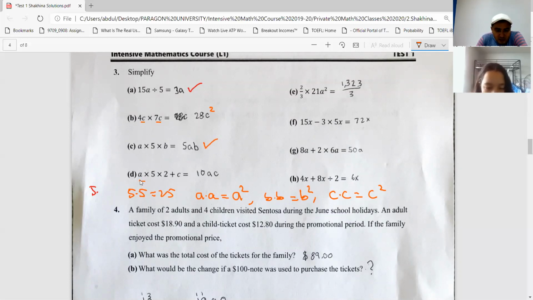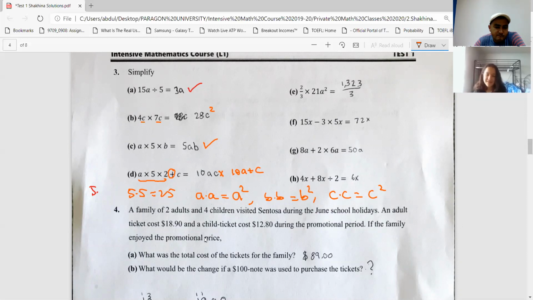And here, Shahina, we have multiplication. And here we have plus, it's not multiply. This is a separate term, right? So that is wrong. 5 times 2, 10. 10 times 8, it is 10A. And here we have plus C. These are not like terms. We cannot add them. Can we add A to C? No. They are different letters, different variables.